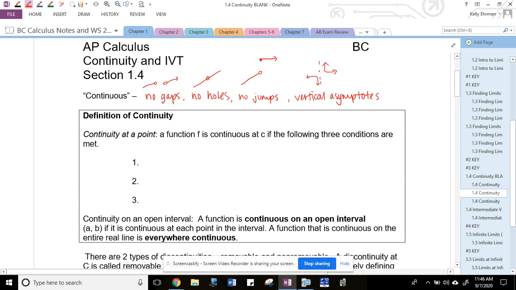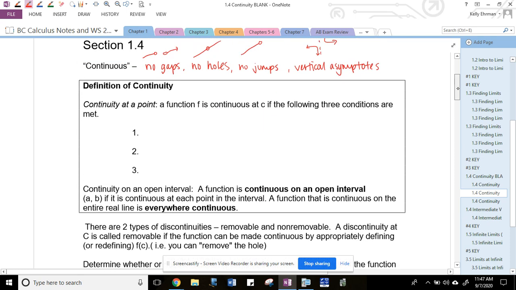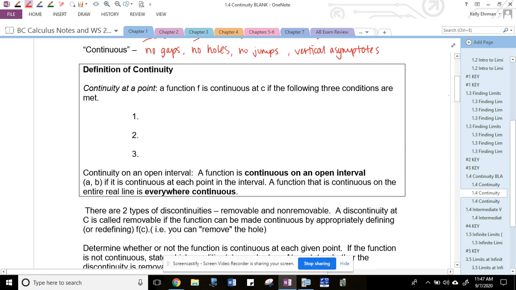So what's our official definition of continuity? You're going to see this pop up, especially in multiple choice problems, but possibly somewhere as a piece of a free response. So continuity at a point is defined as follows. A function f is continuous at c if the following three conditions are met. So first of all, f of c has to exist. F of c exists. That would mean that there's no hole in the graph or no vertical asymptote.